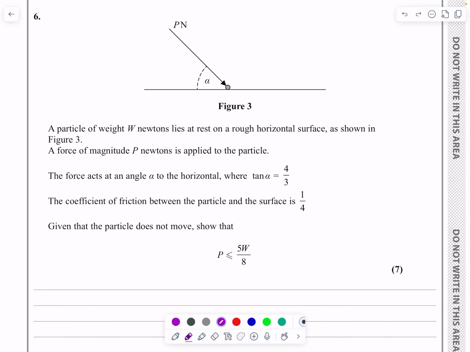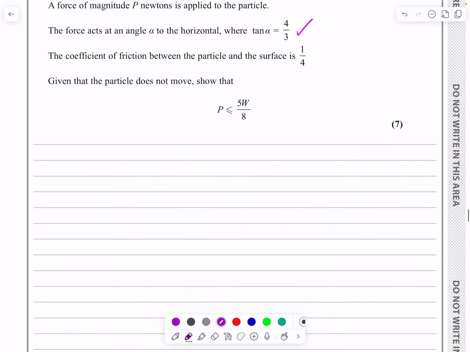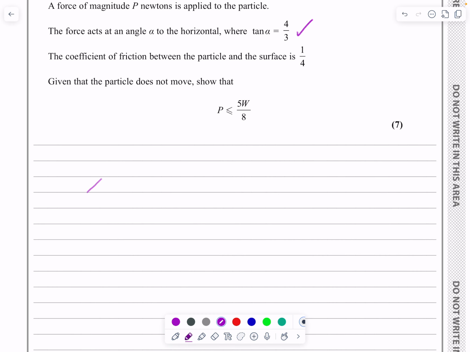It says we've got a particle of weight W newtons lying at rest on the surface, as in the diagram. Force P newtons is there. And then this is the part that I'm going to focus on first of all. It tells me that tan alpha is equal to 4/3. So they do that a lot in the diagrams. Let's just tidy that bit up first of all. Really straightforward, but we just need to address it.